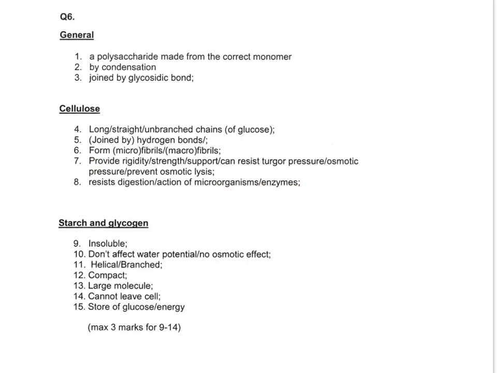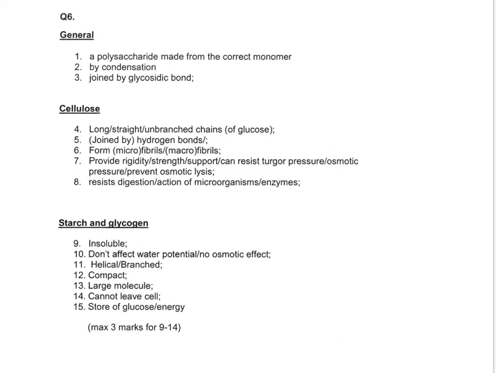For starch and glycogen, if you'd said made from alpha glucose by condensation, glycosidic bond again, you wouldn't get these 3 marks again. You only get that once. If you did it for cellulose, then you get those 3 marks for cellulose. You can't get them again for starch. So starch and glycogen, it's the same marking points.